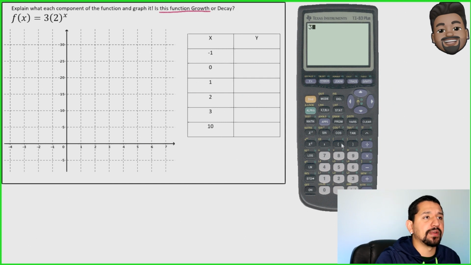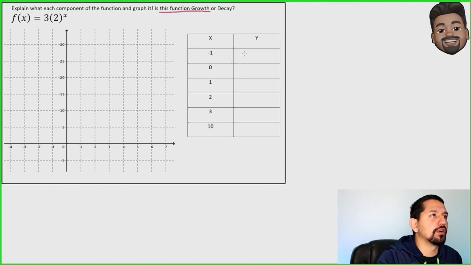So I'm gonna hit 3 parentheses 2 raised to the power of -1, right? That way I can plug it in. If you're curious, later on we're gonna learn what it means when you raise something to the -1. Right now, you probably gotta use your calculator. We get 1.5, so I'm gonna come over here, write it down 1.5 like this. So let me go ahead and go -1, 1.5.